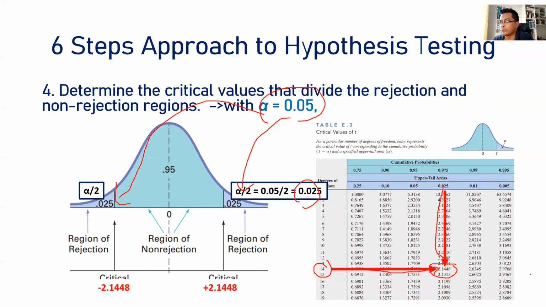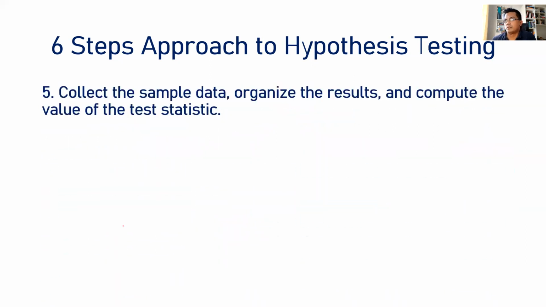Exactly. And then we plug in the number plus 2.1448 at the right side and minus 2.1448 at the left side. Okay, now we'll go to the fifth step, which is determining the test statistic value. The fifth step is to collect sample data, organize the result, and compute the value of the test statistic.